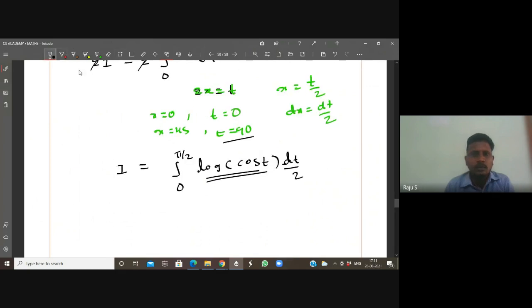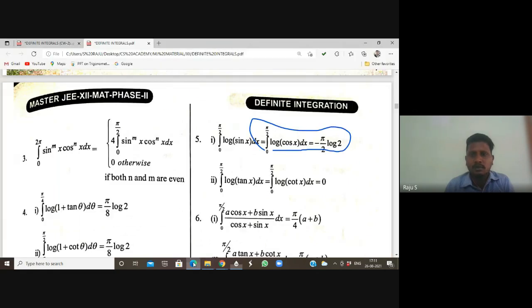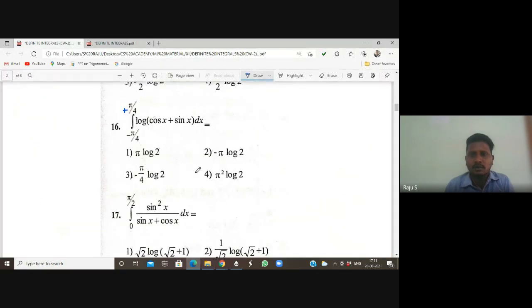So 1 by 2 you can take outside. So 1 by 2 times minus pi by 2 log 2. The answer is minus pi by 4 log 2. Minus pi by 4 log 2, is there any such answer? Yes, the third option.